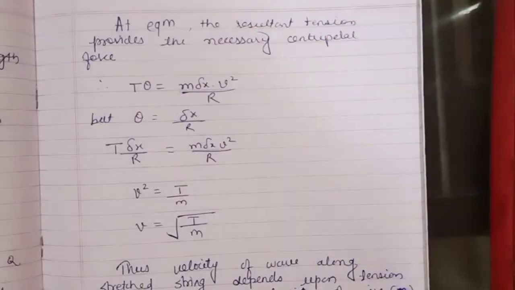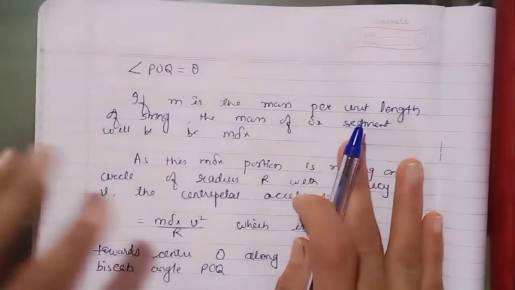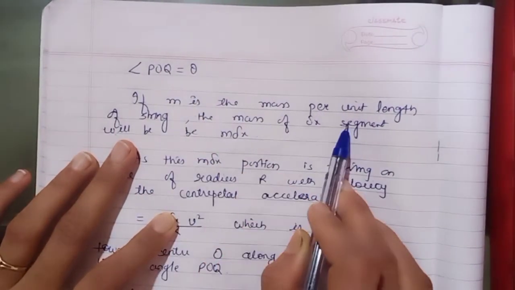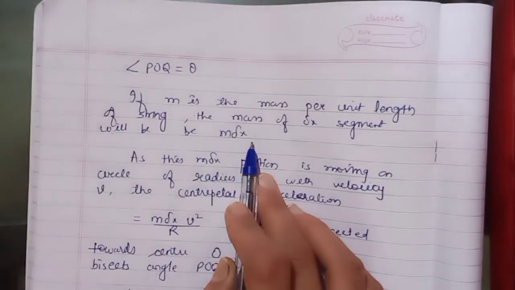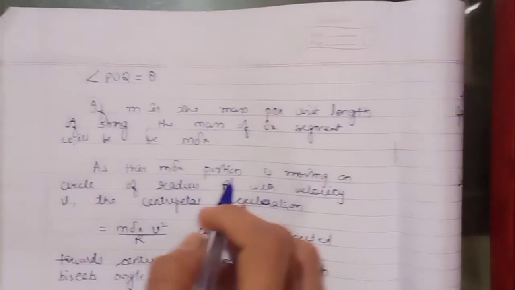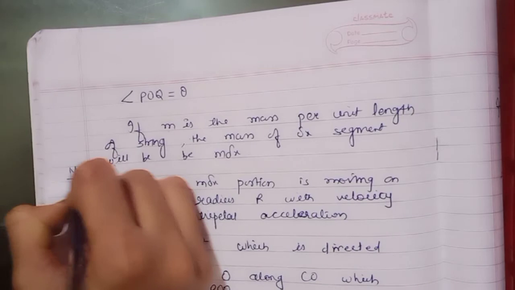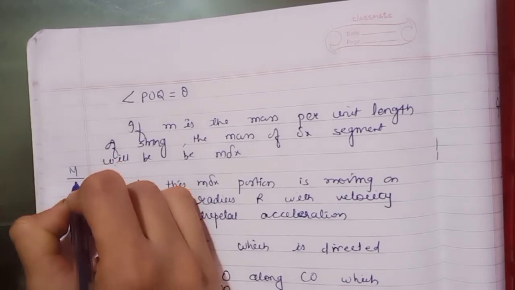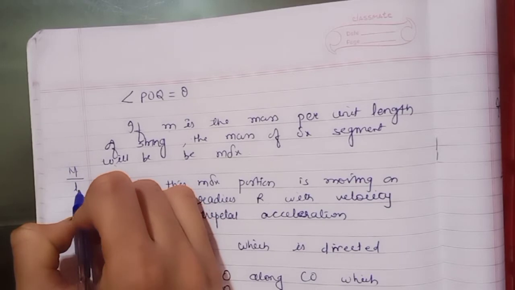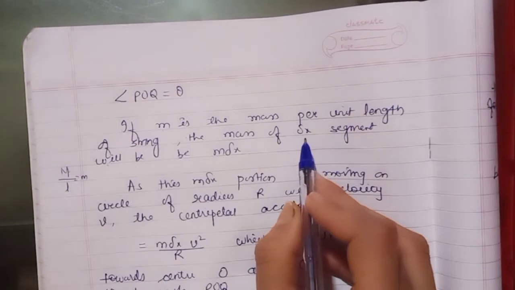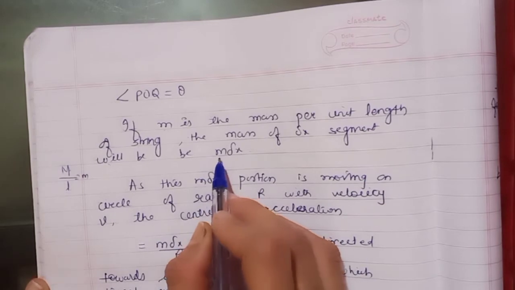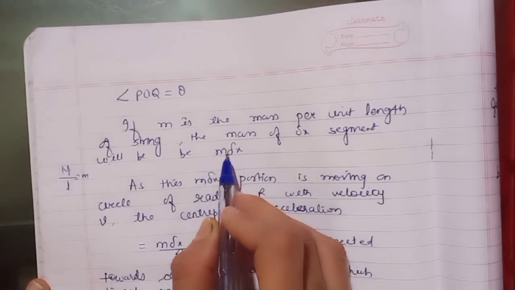Now if small m is the mass per unit length of the string, the mass of the delta x segment will be m into delta x. Suppose capital M is the mass of the string and L is the length of the string. Then capital M upon L will be small m, the mass per unit length. Delta x is the length of the segment, so if we multiply m with delta x, we get the mass of the delta x segment.